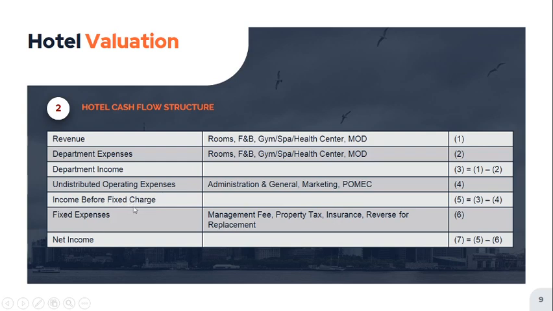So we will get the income before fixed charges. The fixed expenses comprise the management fee, property tax, insurance, and reserve for replacement. After that, we can get the NOI, or net operating income.